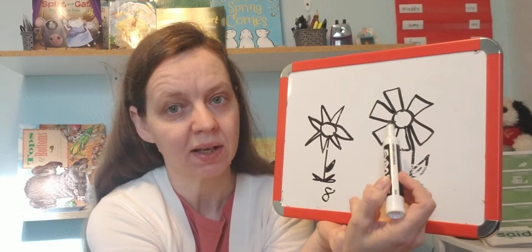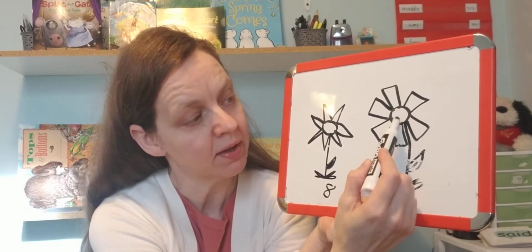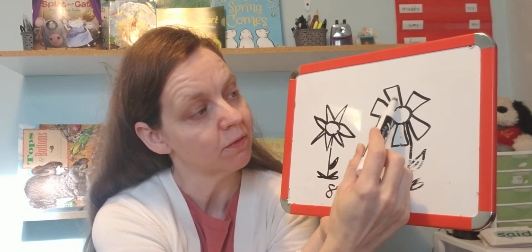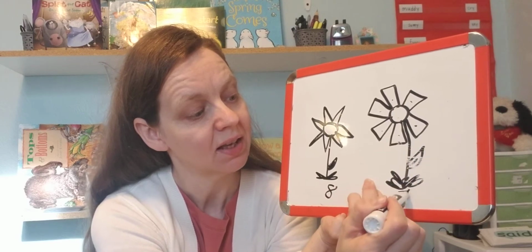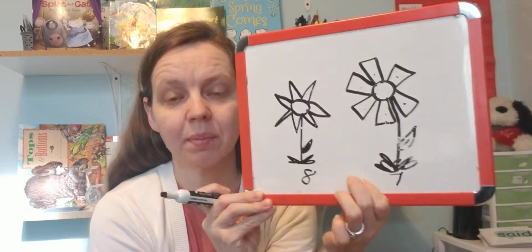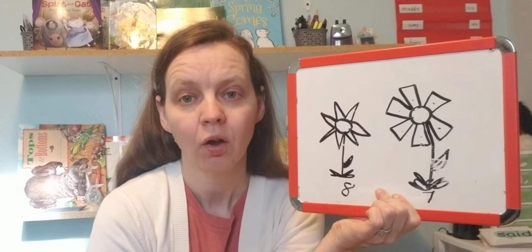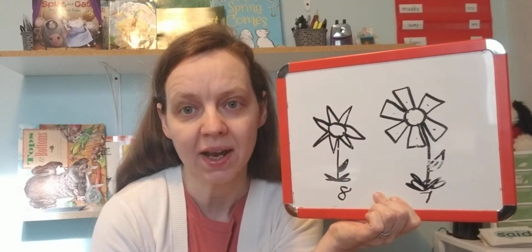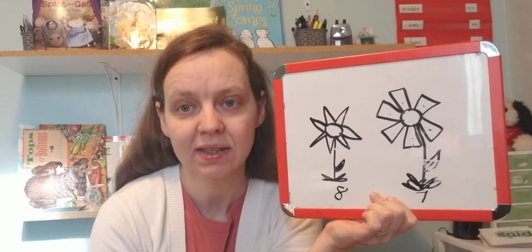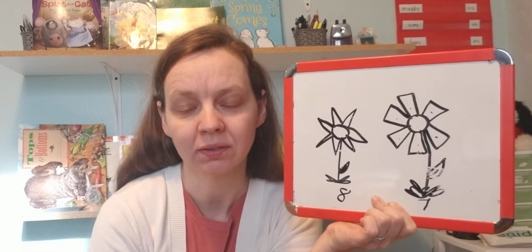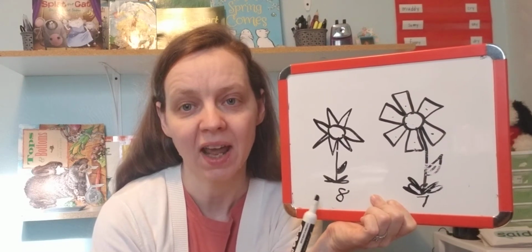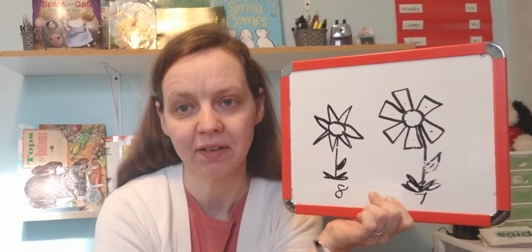Now let's count the rectangle. There's one circle in the middle and then 2, 3, 4, 5, 6, 7. 7 shapes to make up that flower. Which flower has more shapes? Is 7 more or is 8 more? Good. 8 is more than 7.